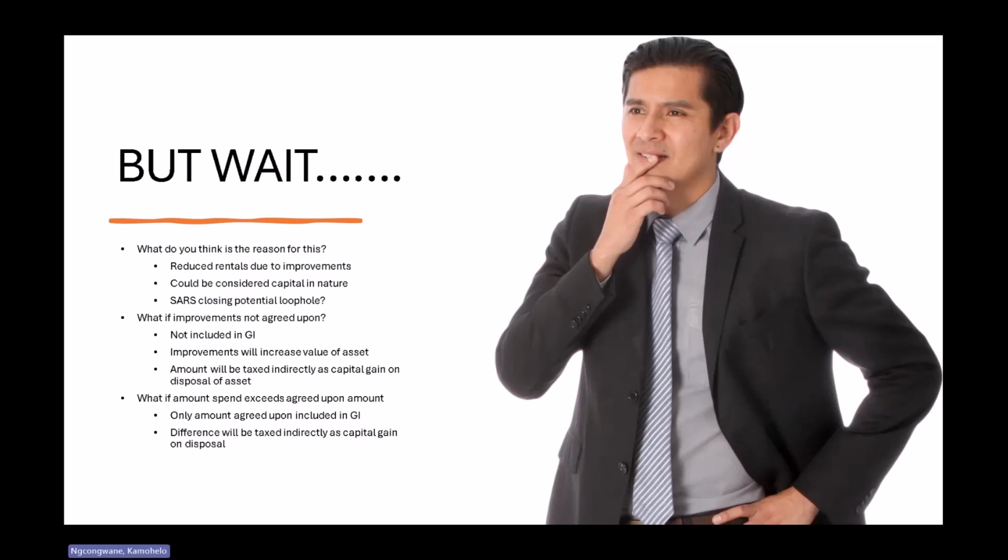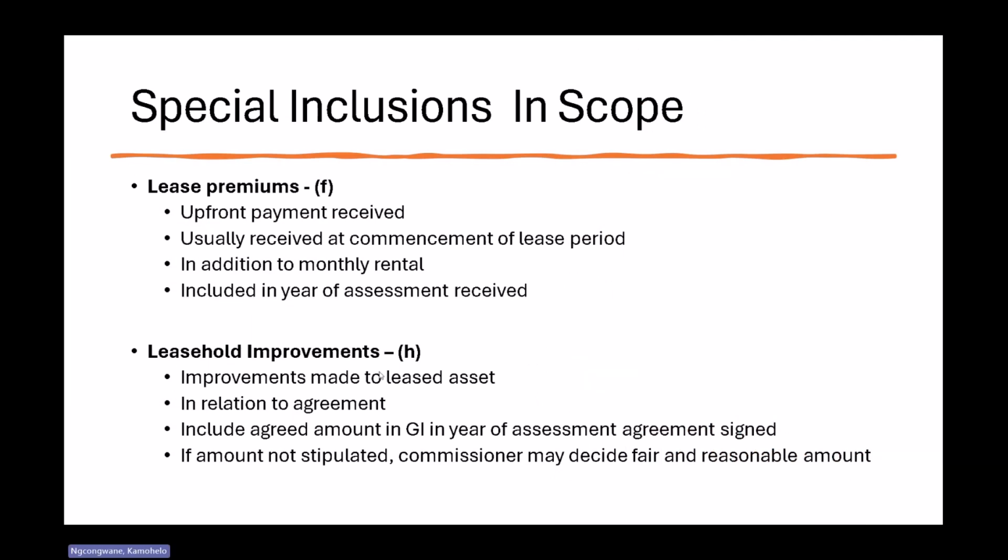Now I've got a question there. The first question is, why do you think this is included as part of special inclusions in the gross income definition? Why should a person include the cost that somebody has incurred in improving the property in their gross income? Why do you think this was included there in the Act?